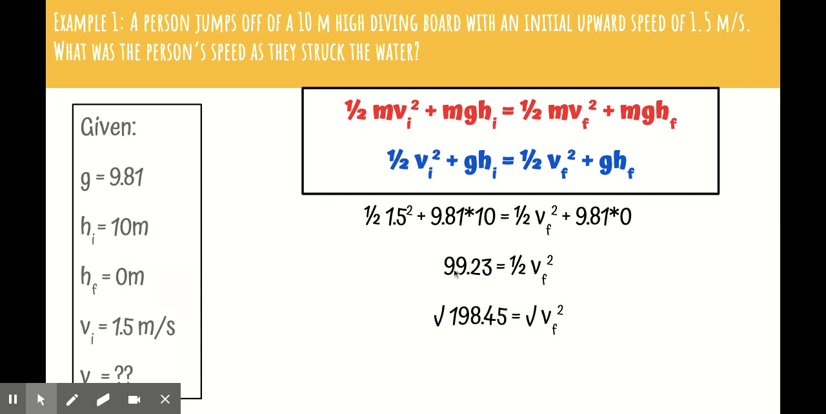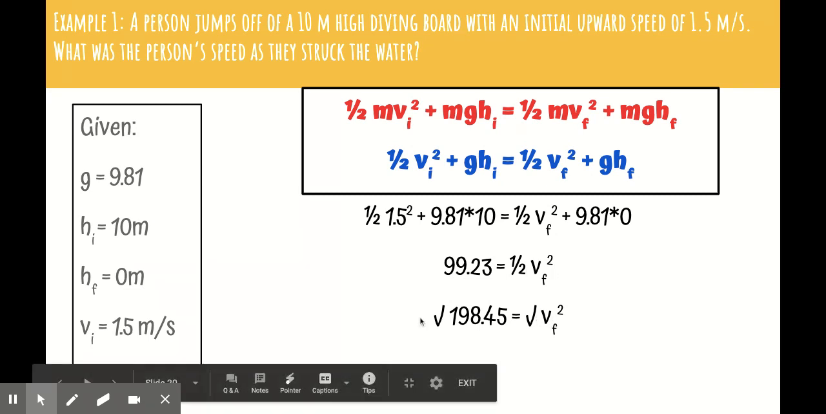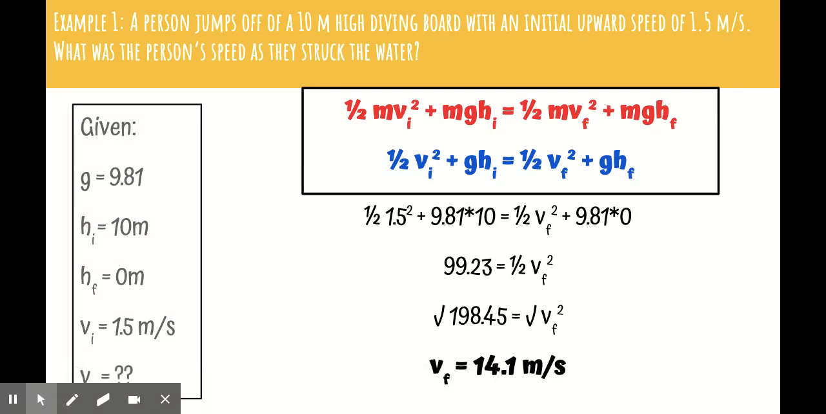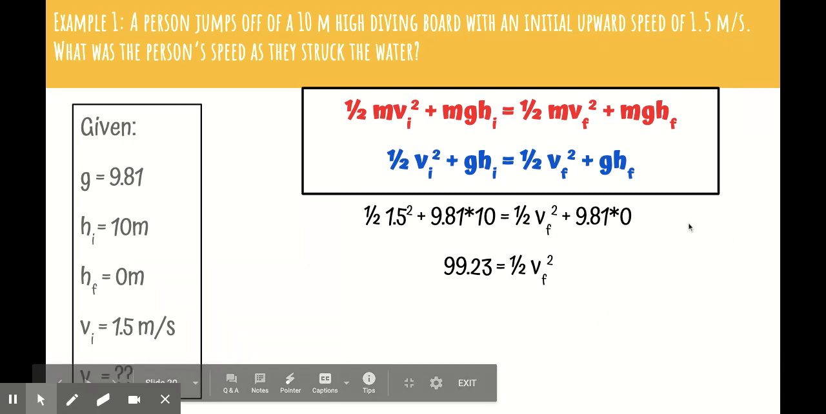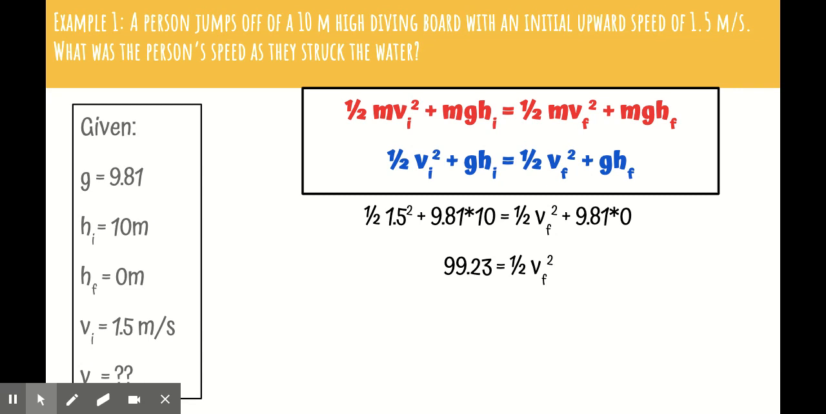You would need to then get the square root of both sides. From this part, you would need to multiply both sides by 2 to get rid of that 1/2 and then get the square root of both sides. So what we would end up with here is that the final velocity is 14.1 meters per second.